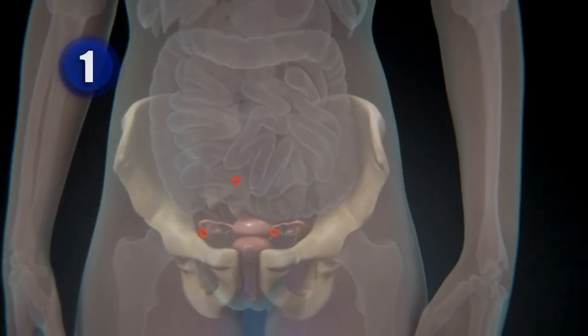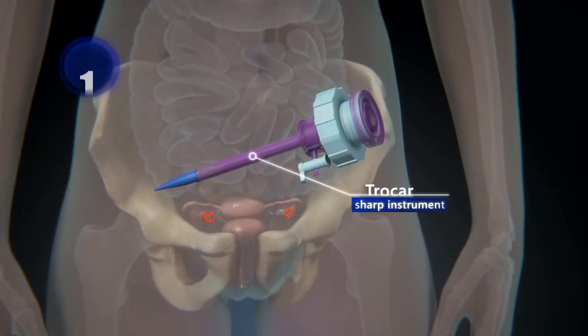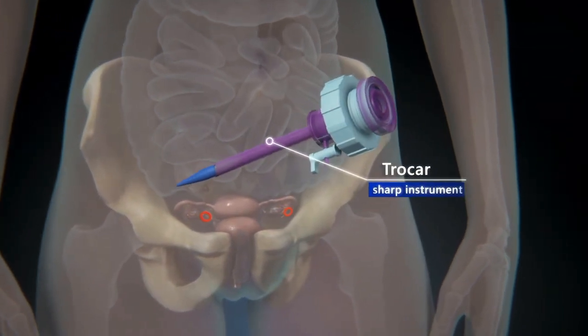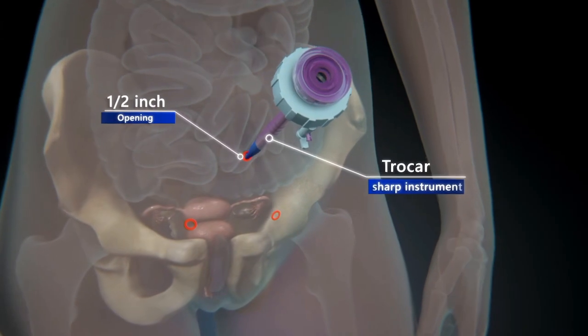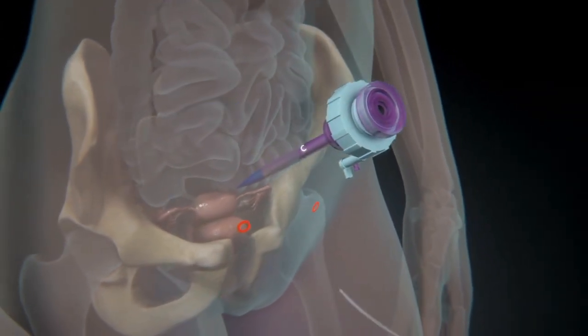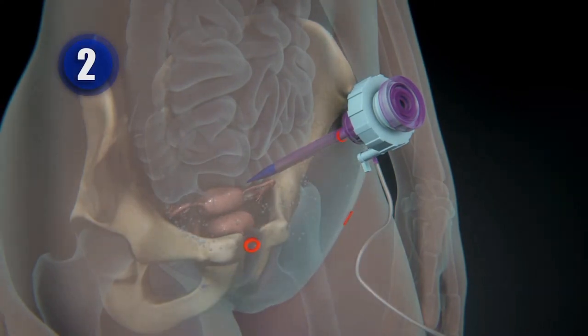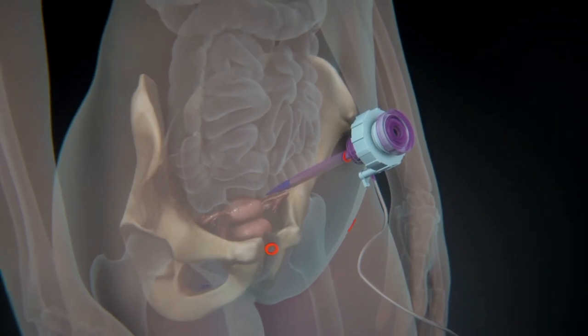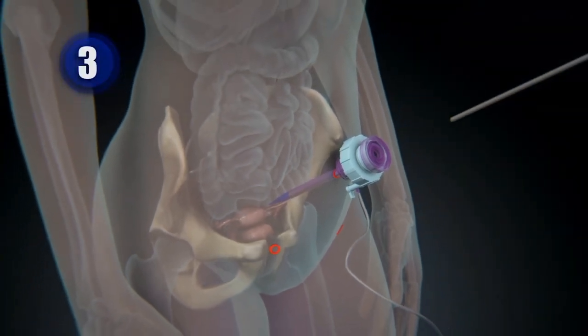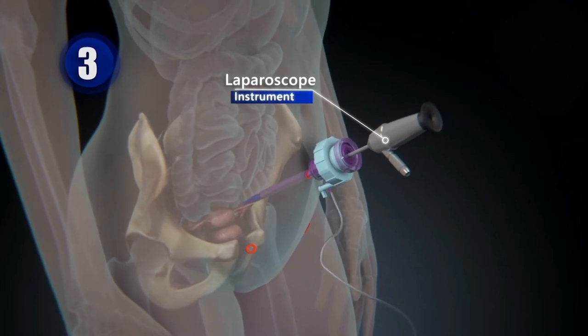Your surgeon will gain access to the interior of your pelvis by using a sharp instrument called a trocar to make a small half-inch opening or port just below your navel or umbilicus. Your abdomen will then be inflated with carbon dioxide gas pumped through this umbilical port so that its contents can be seen more clearly. Now, the laparoscope will be inserted through the umbilical port by your surgeon.